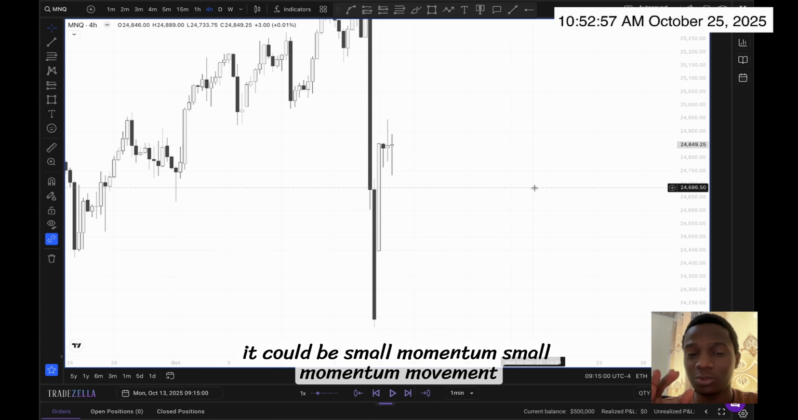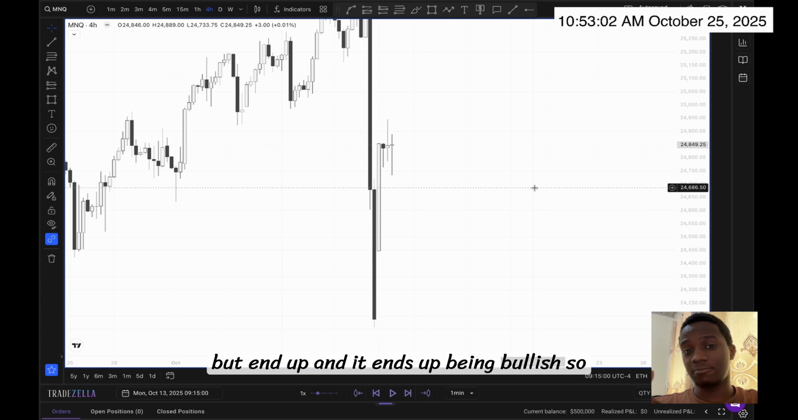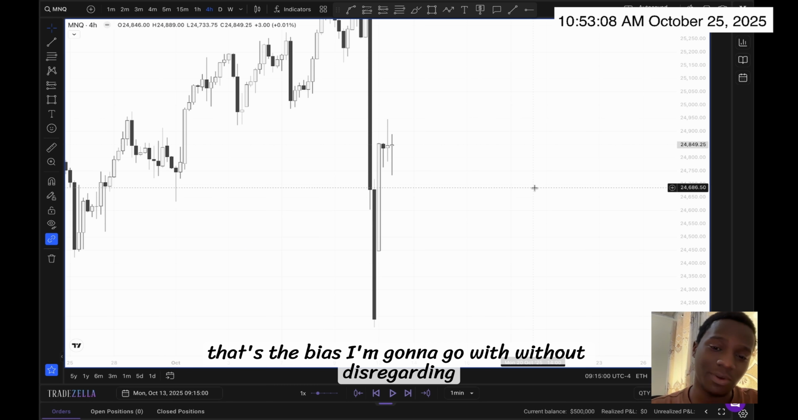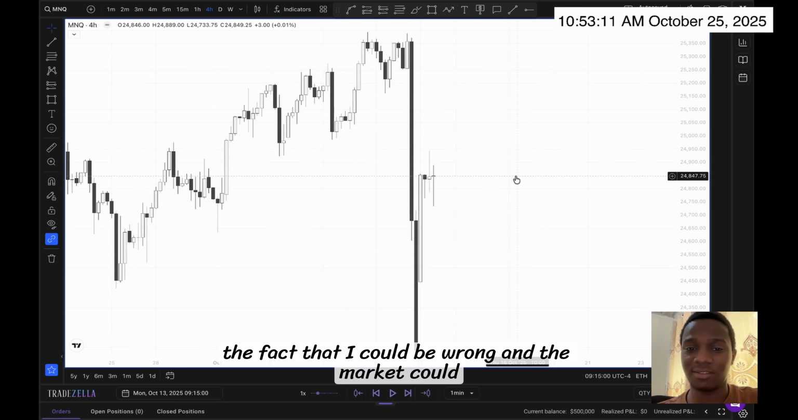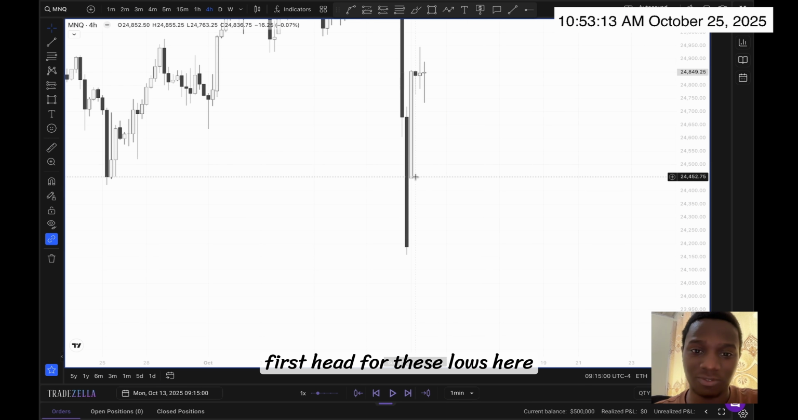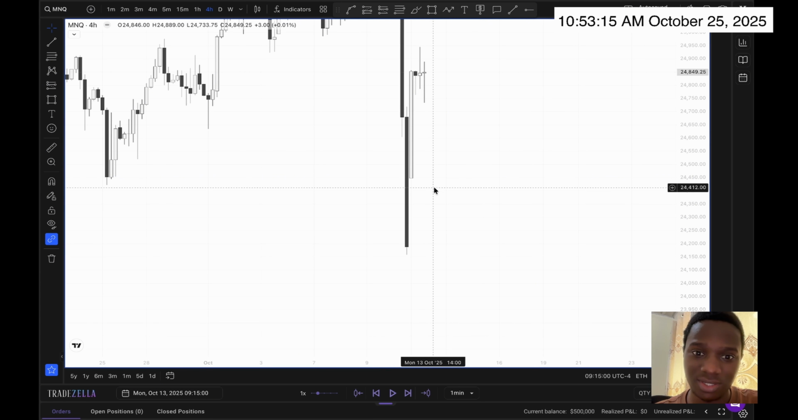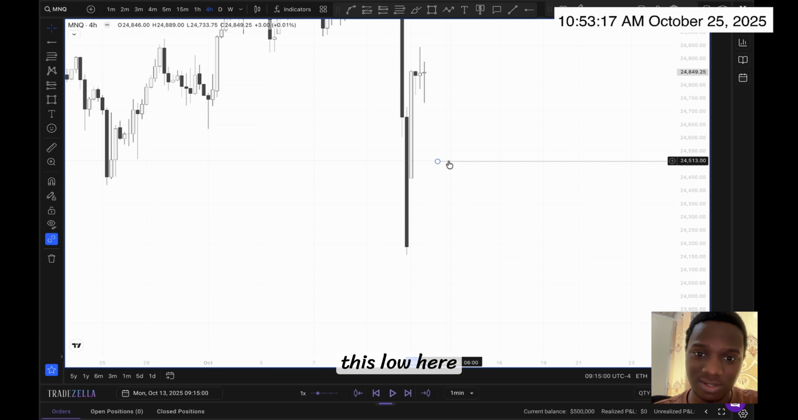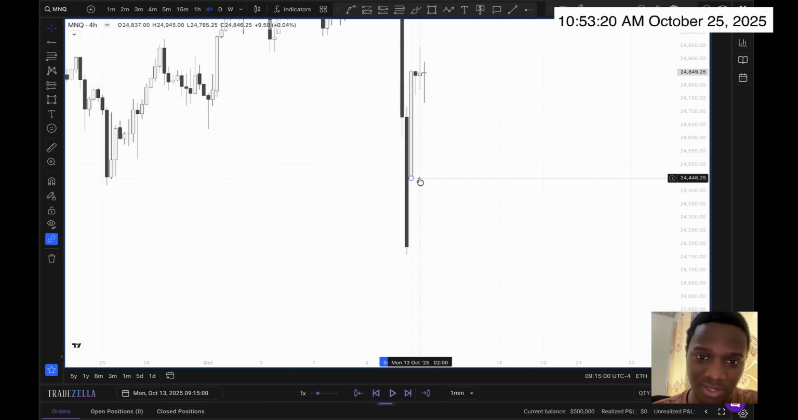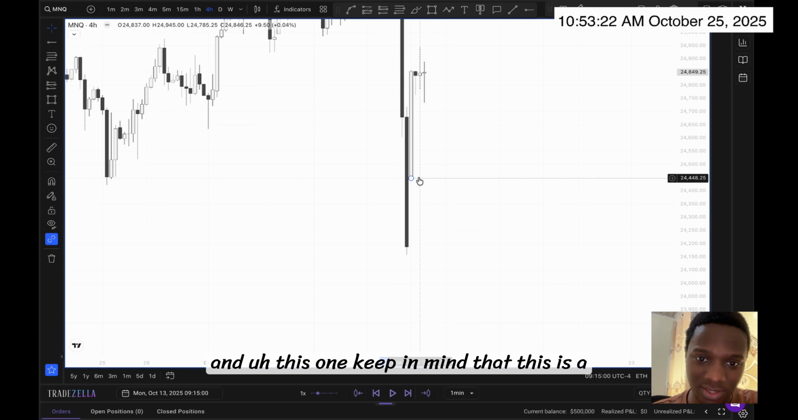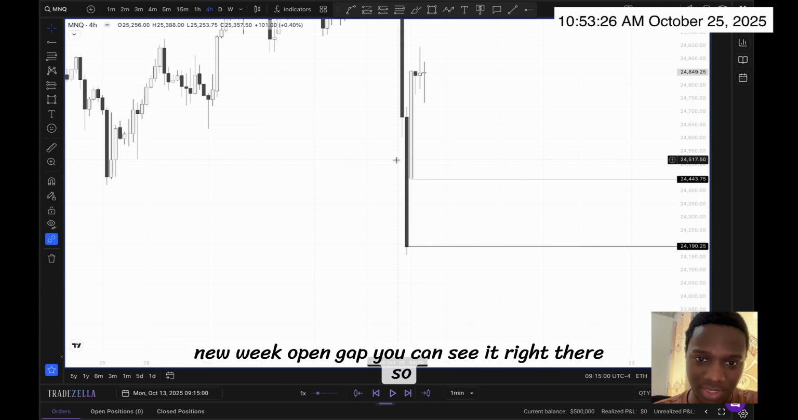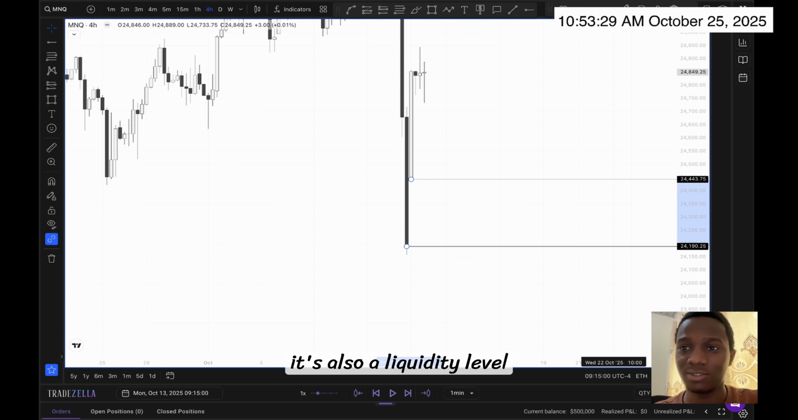So it could be small momentum movement, but it ends up being bullish. So that's the bias I'm gonna go with, without disregarding the fact that I could be wrong and the market could first head for these lows here, this low here, and this one. Keep in mind that this is a new week open gap.